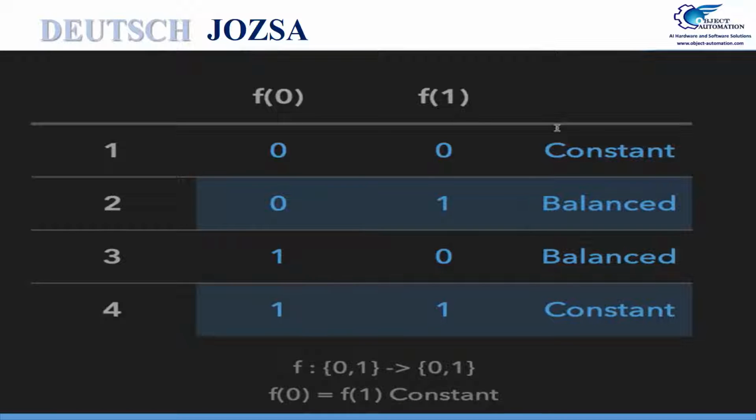So what we understand in the first scenario is that if we pass 0 or 1, this function returns 0, correct? And in the fourth scenario also, whether we pass 0 or 1, it always returns 1, right? So this means that the output of the function doesn't depend on the input, correct? It returns the same value regardless of the input. This type of function is known as a constant function.